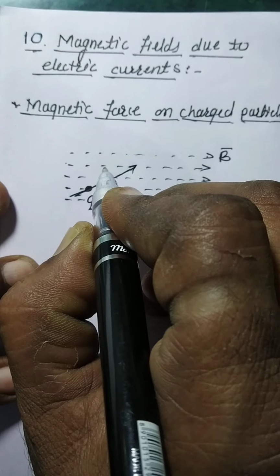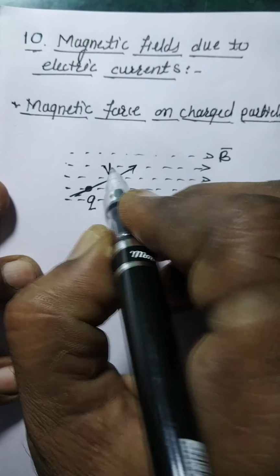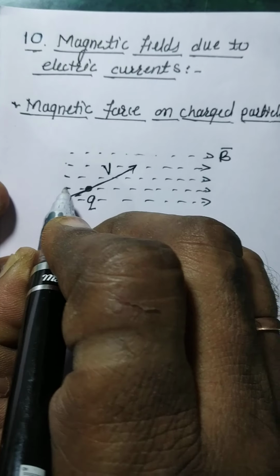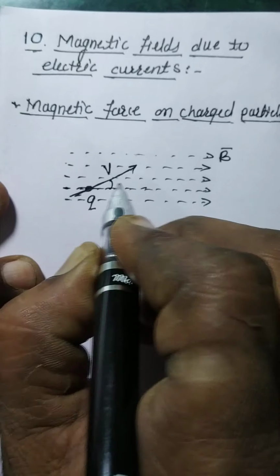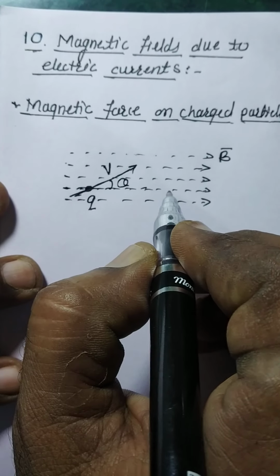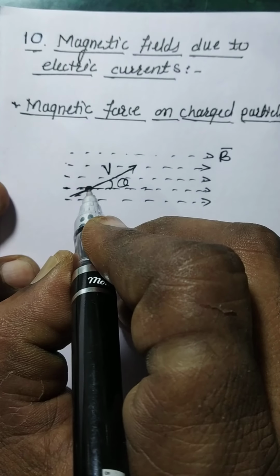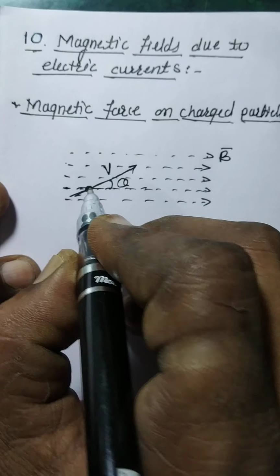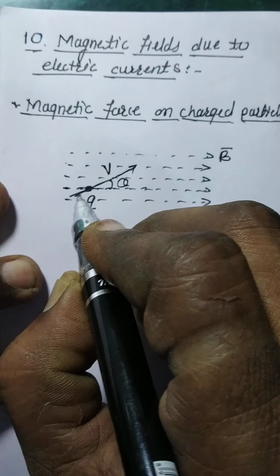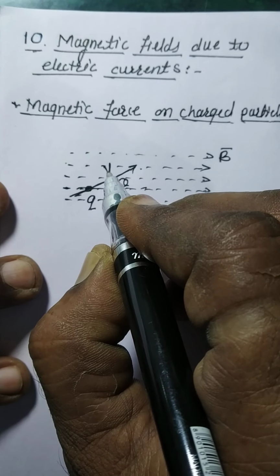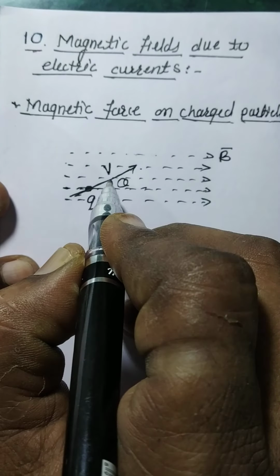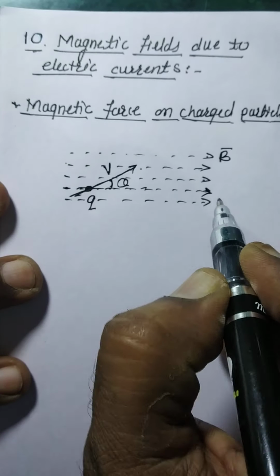Suppose this charged particle moves along this direction with velocity v and making angle theta with the direction of magnetic field. Suppose this one as a charged particle that moves in a magnetic field with velocity v, making an angle theta with the direction of magnetic field.